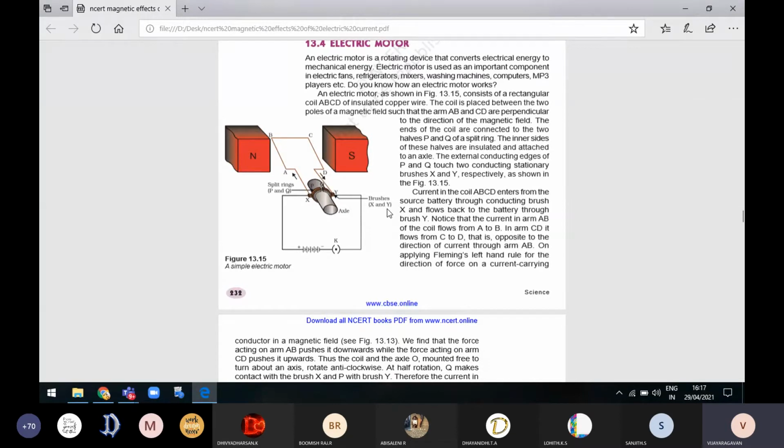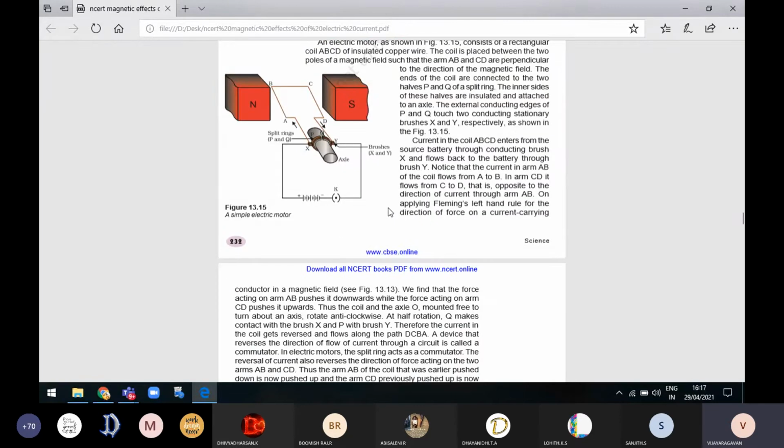So next you are going to see about the working of the motor. How is it working? First we have seen what a motor is.